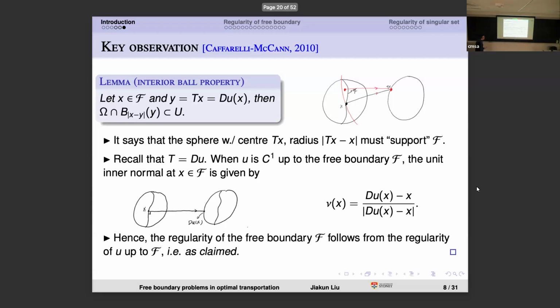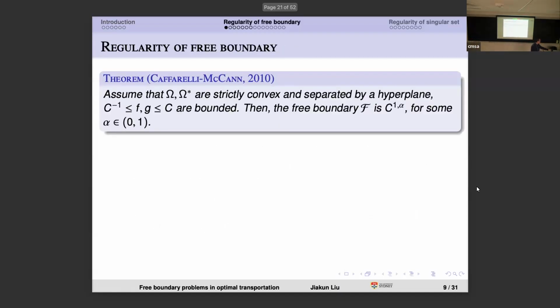Once we know that, it implies that studying regularity of the free boundary is equivalent to studying regularity of the solution u. So if u is C3, then the gradient will be C2, then the normal vector field will be C2, then the free boundary will be C3. So regularity of the free boundary is exactly the same order as regularity of the solution u. Okay, so that's an introduction about free boundary.